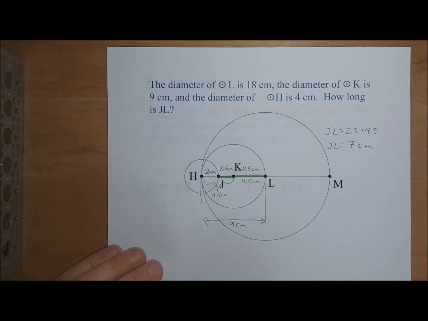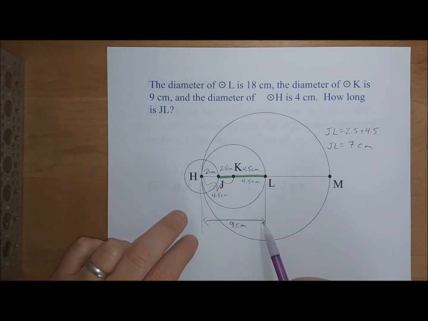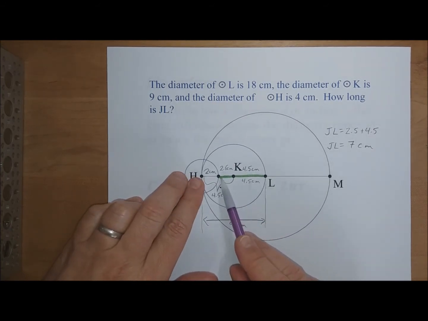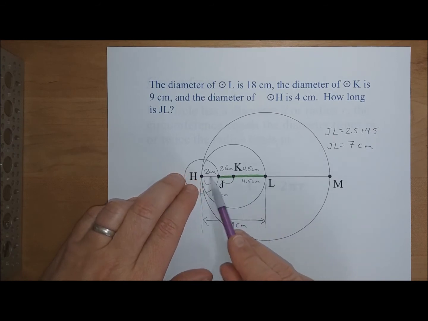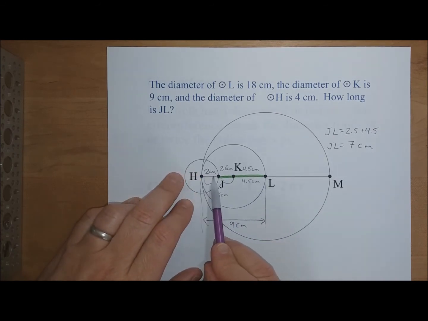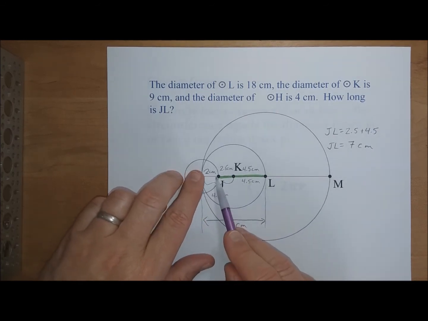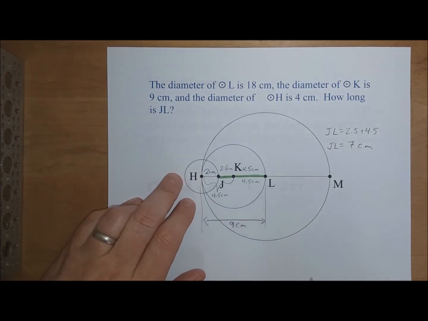Good. You may have noticed another way you could tackle that. Here I've got 9 centimeters, and this JL is everything on this diameter except for this segment. So I could say 9 minus 2 gives me 7. Another way you could slice it.